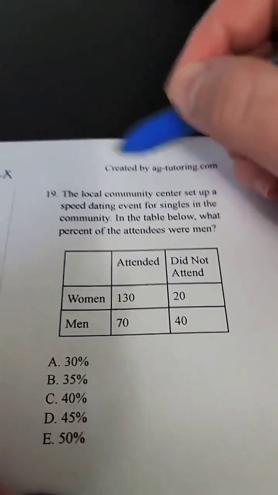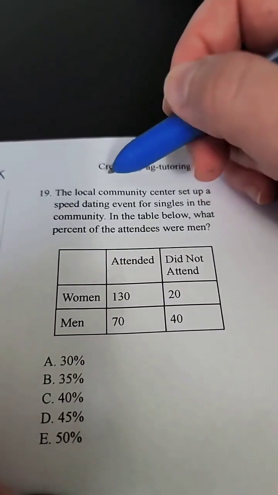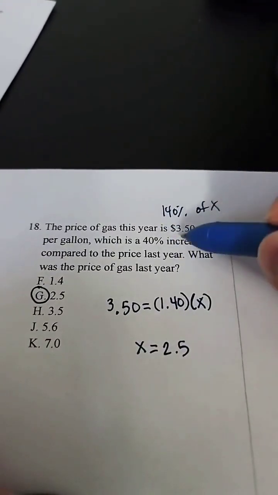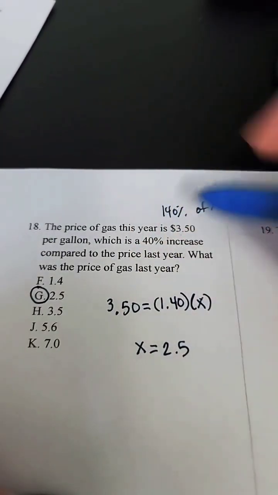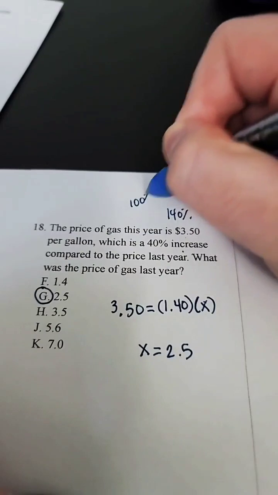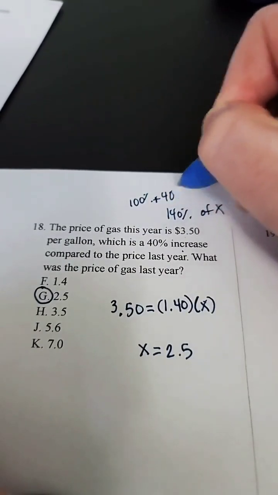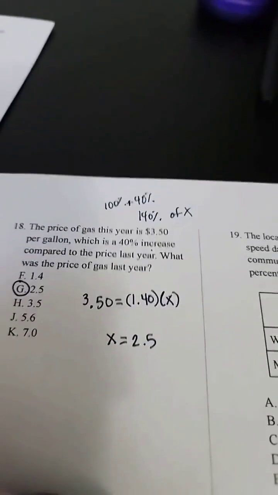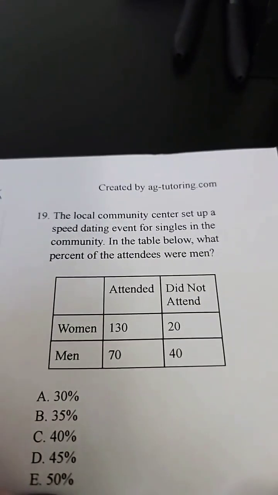So let's go to number 19. Where'd you get 140? So 100% means you have everything, right? If you're increasing by 40%, you would have to do 100% plus 40%. That's increasing by 40%. So then let's go to number 19.